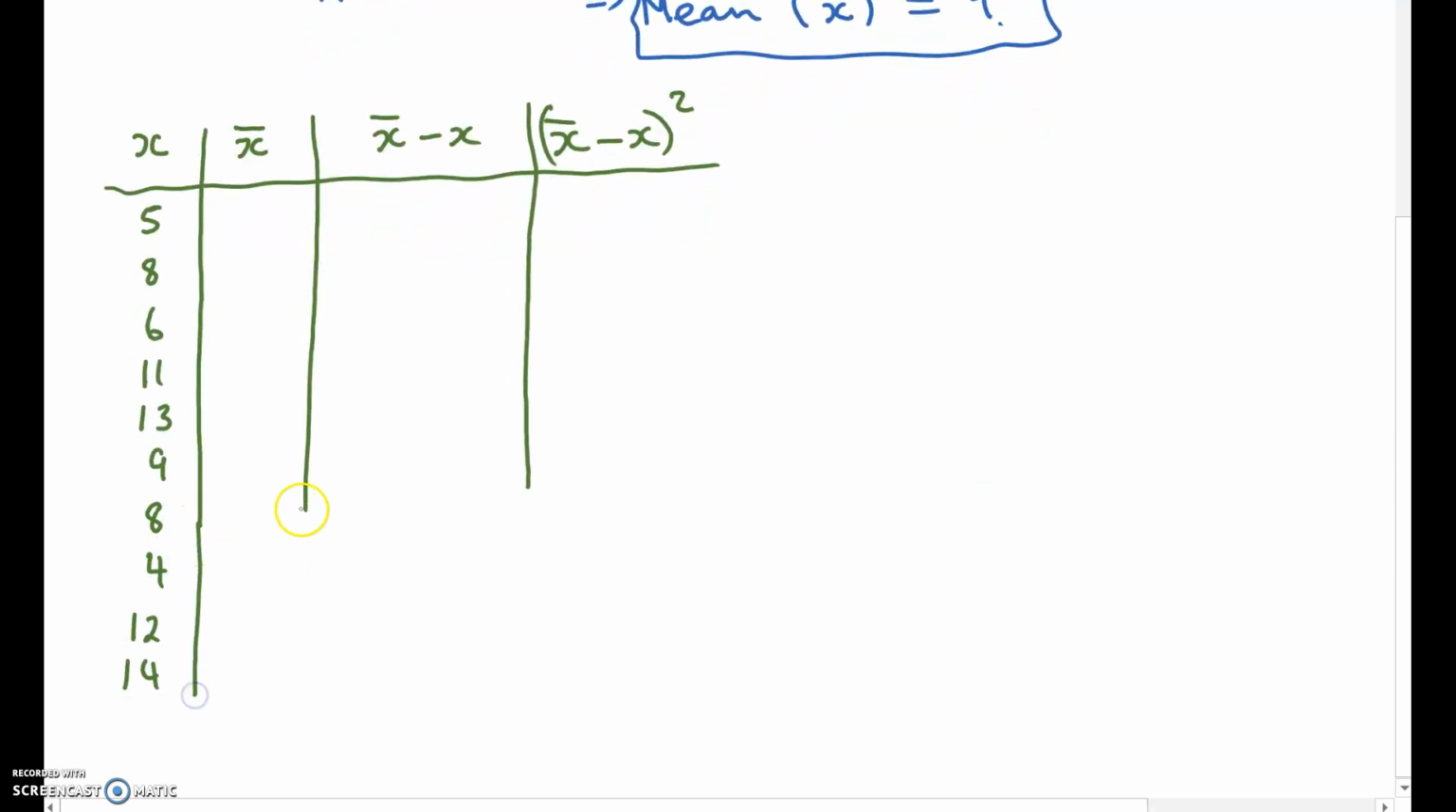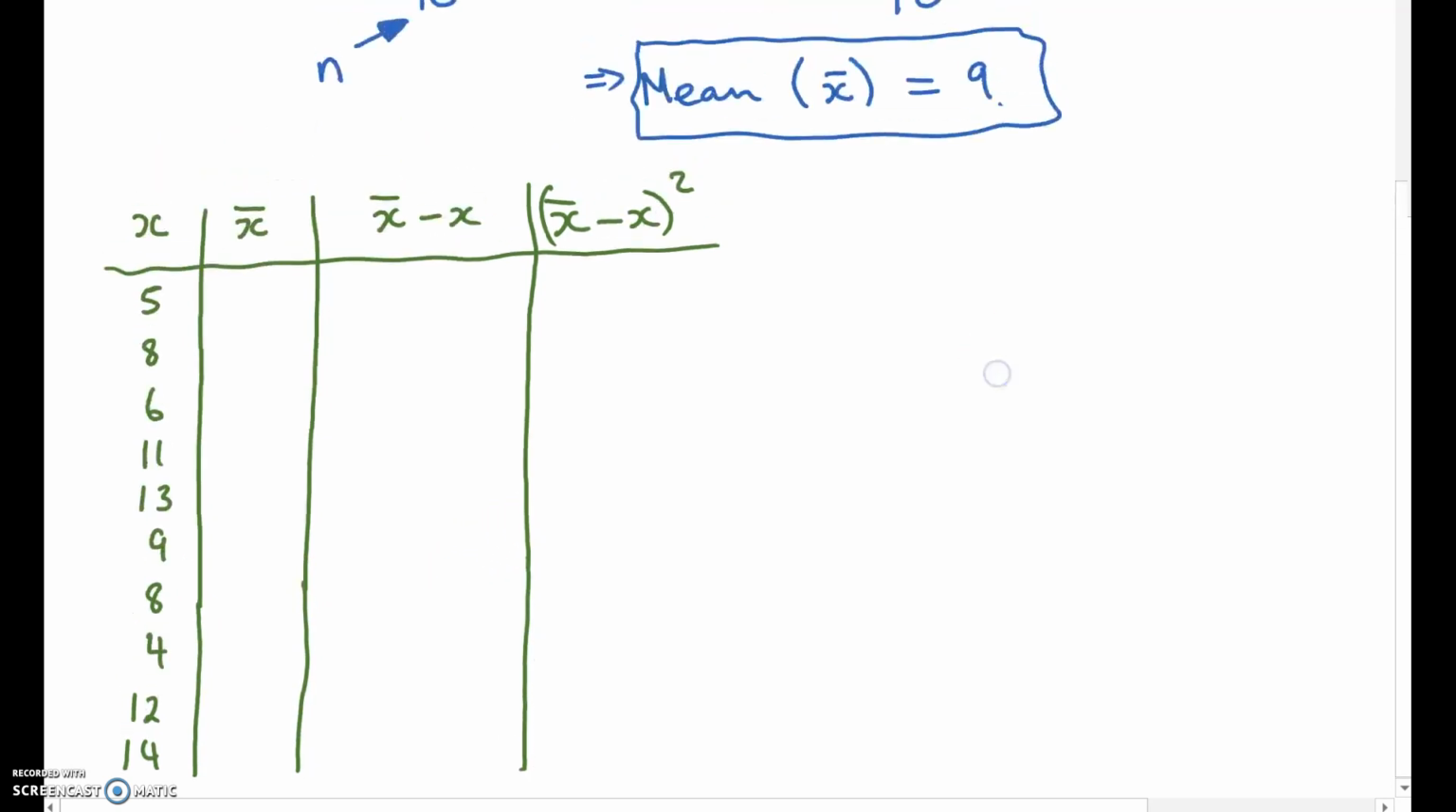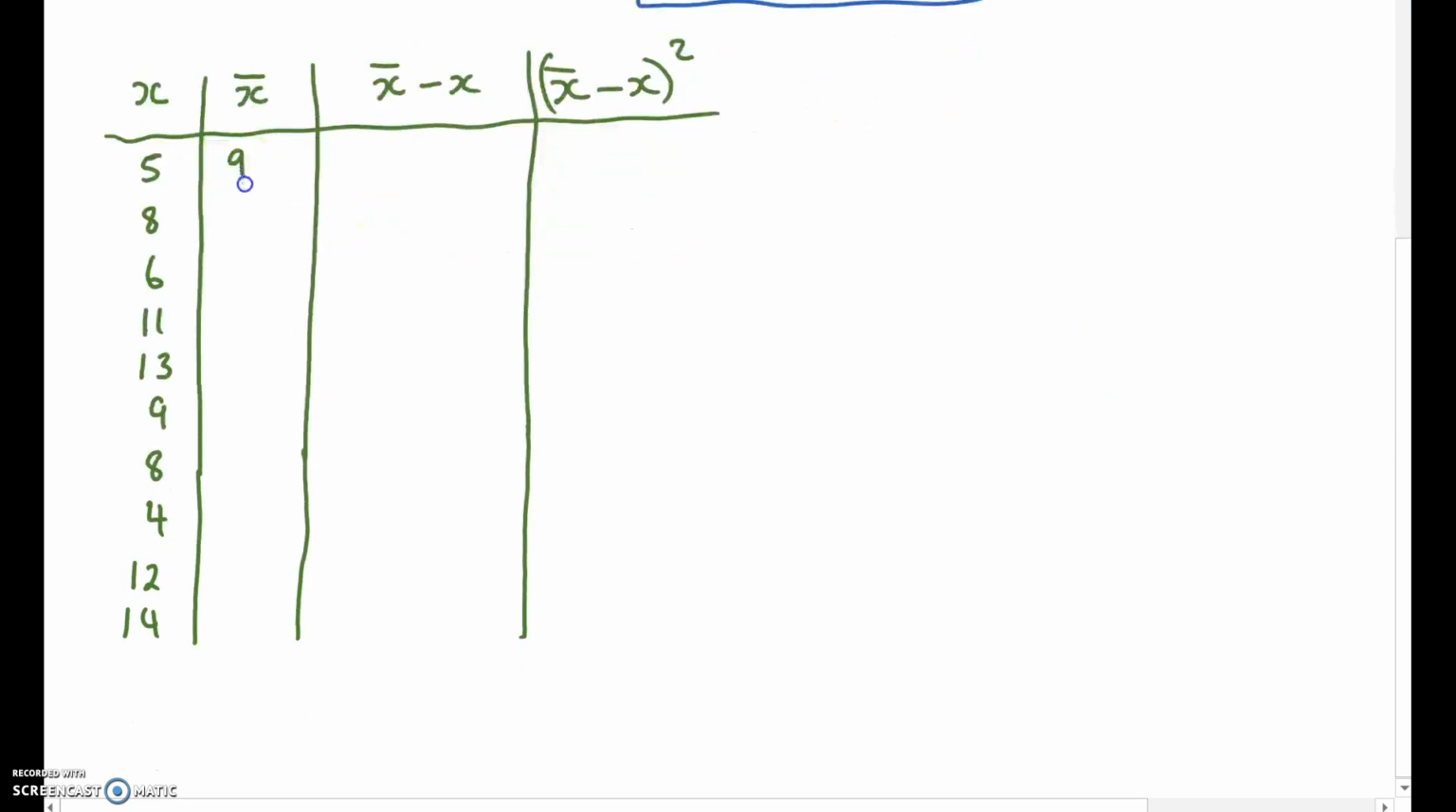Now this is going to be a little bit tedious, so just watch the first few, okay? x bar is 9, and it's 9 the whole way down. So x bar stands for the mean. That's going to be 9 the whole way down. Okay, so we fill in a table like this. And then we do x bar minus x.